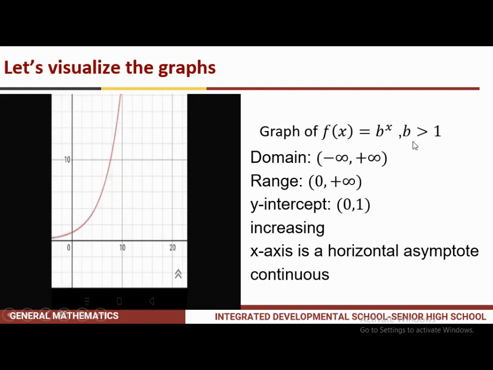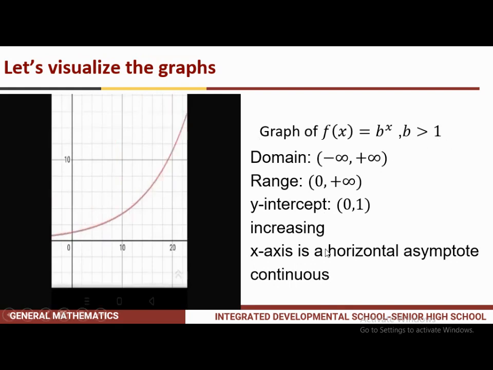If the b here is close to 1, kapag palapit na sa 1 ang b, mas flatten ang graph na meron tayo. Okay? Mas steeper ang graph kapag lumalaki ang values ng b natin or yung base natin.